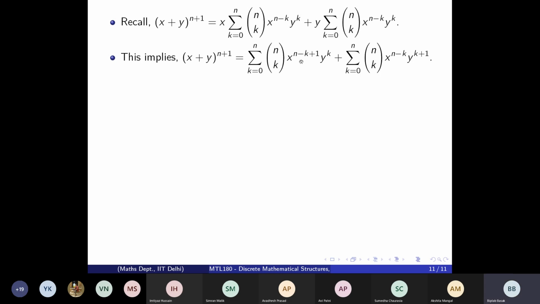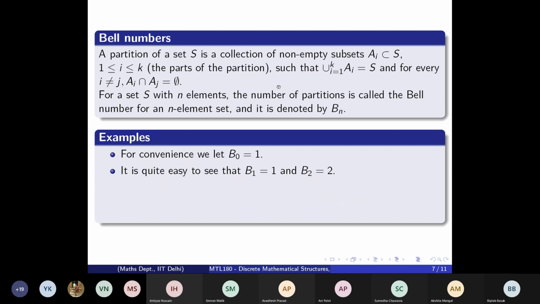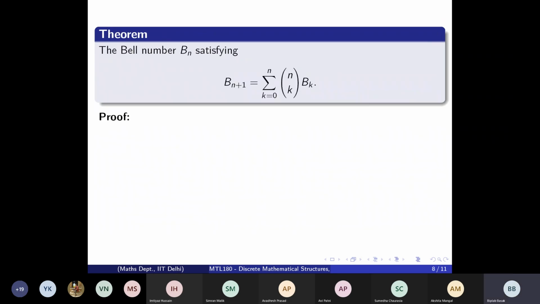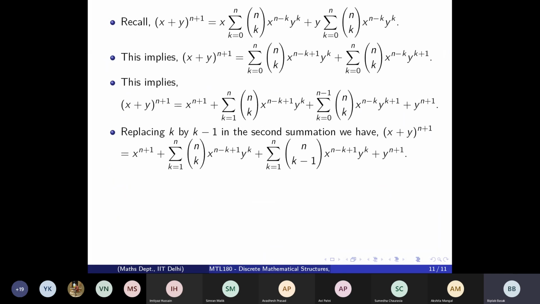So this will imply, actually, remember what (x plus y) power n plus 1 we needed to prove. The first term is x power n plus 1, and there will be some n plus 1 choose k, this kind of thing. So there we will use that previous one which we have seen. So we will use that combinatorics argument.